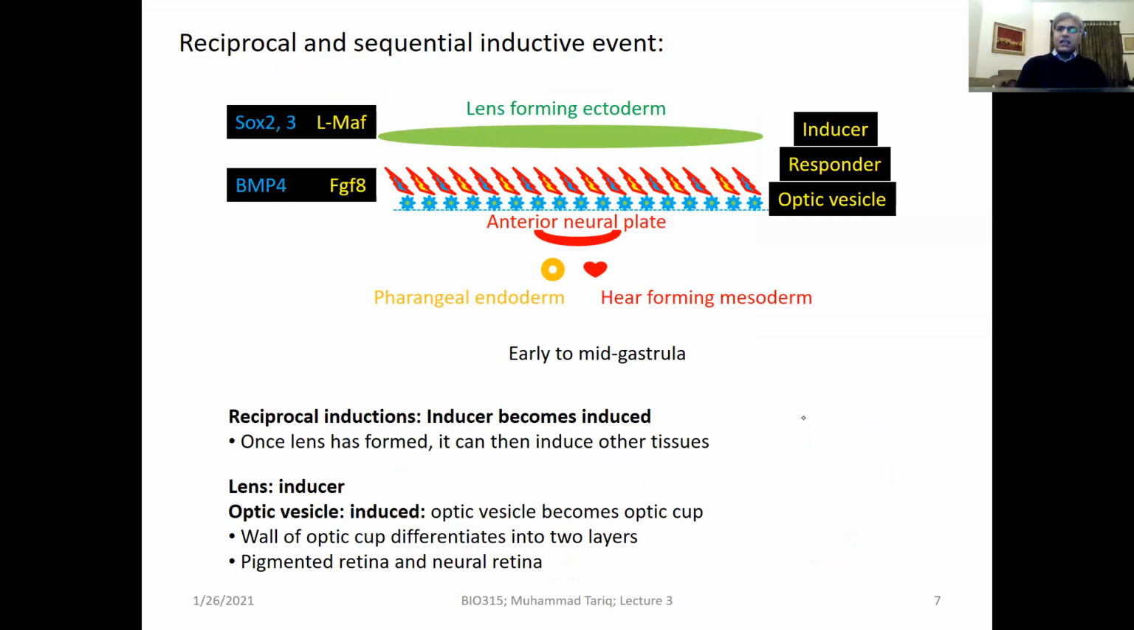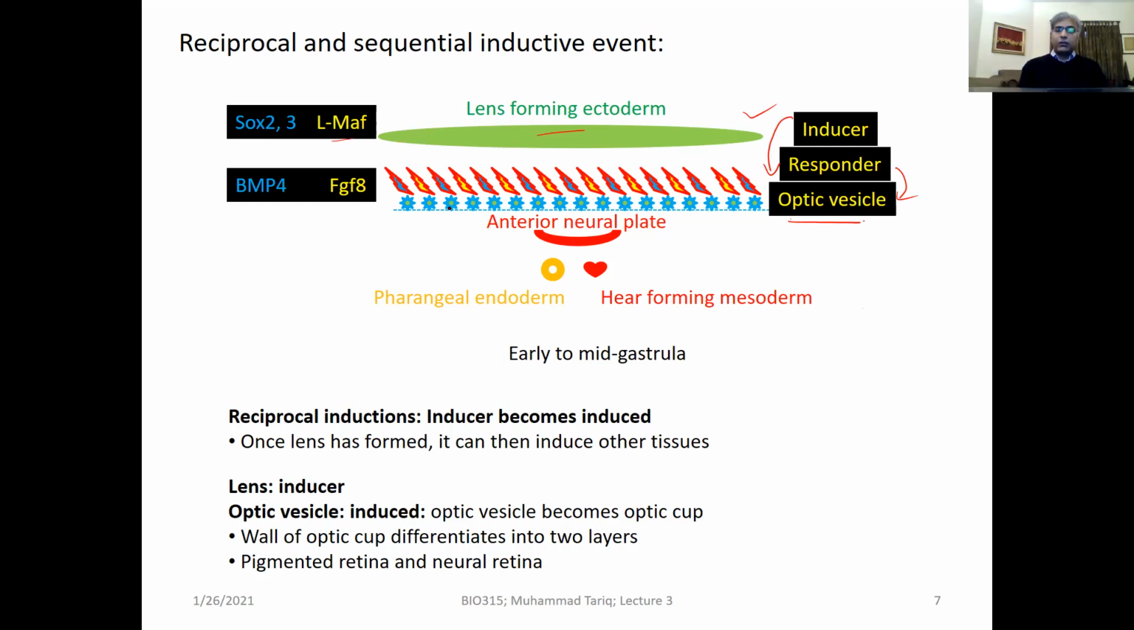So this was the inducer, this was the responder. Now we call this reciprocal induction. Once PAX6, SOX2, L-MAF are induced, the former responder becomes an inducer, it starts sending signal, and the former inducer becomes a responder. We call this reciprocal induction. So if this does not take place, lens formation and eye structure will not be complete.